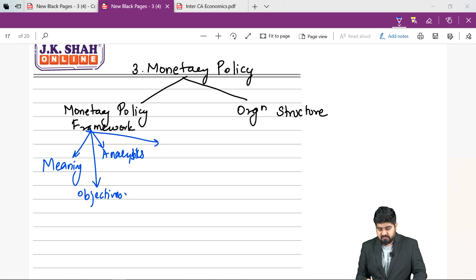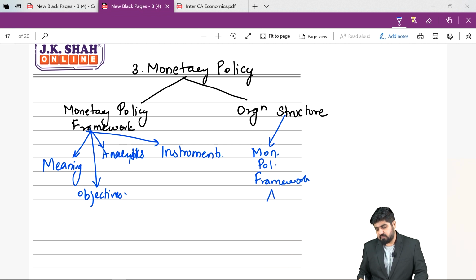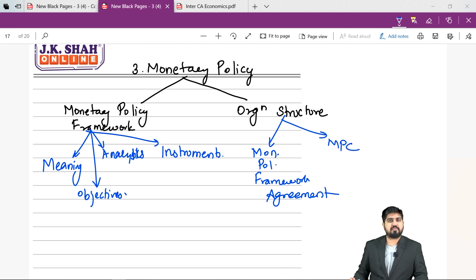And lastly, we will be having instruments of monetary policy. In organizational structure, it is divided into 2 parts. What are the 2 parts? First one is monetary policy framework agreement, and second one is monetary policy committee. So this is the overview that you need to understand about unit number 3.